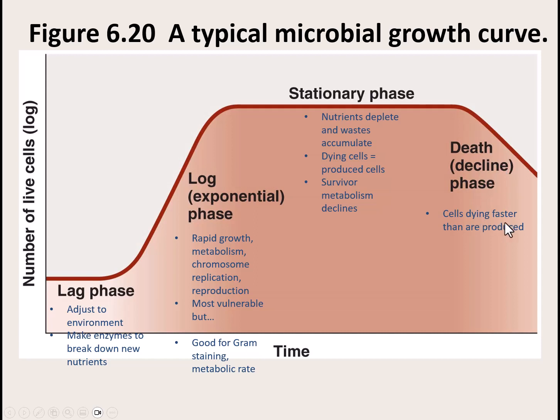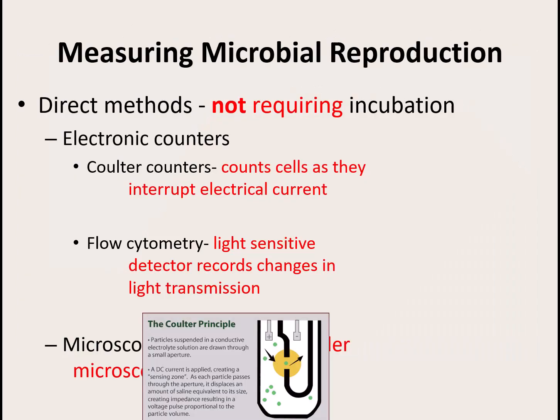Now that we've grown them, we've made them happy, the next question is, well, how do we measure how many bacteria are present? How do we measure that we have growth? How do we measure how many bacteria are present? So we divide our different measuring of microbial reproduction into two different groups, direct methods and indirect. Direct methods that require incubation and ones that don't require incubation. Again, incubation is more time consuming. So a direct method that does not require incubation.